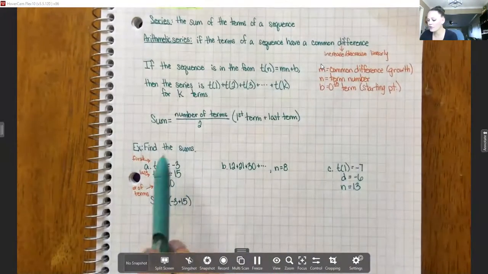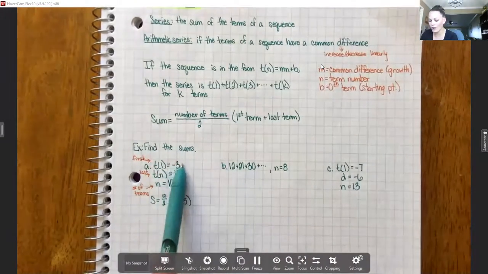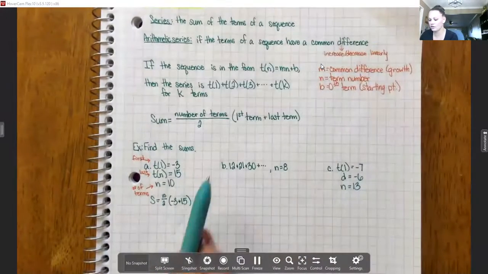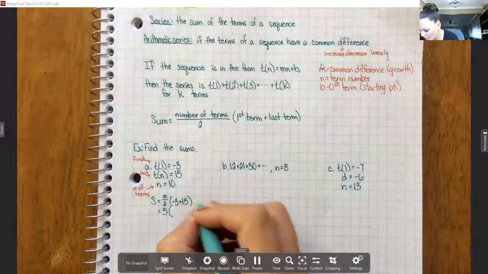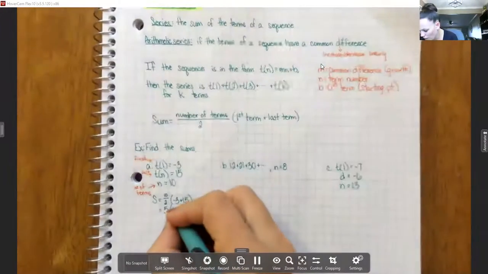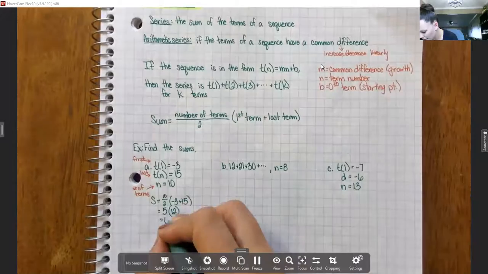We don't have to list out every single one. We don't have to figure out how much it's growing by. They just want to know the sum. So 10 divided by 2 is 5, -3 plus 15 is 12. 5 times 12 is 60.